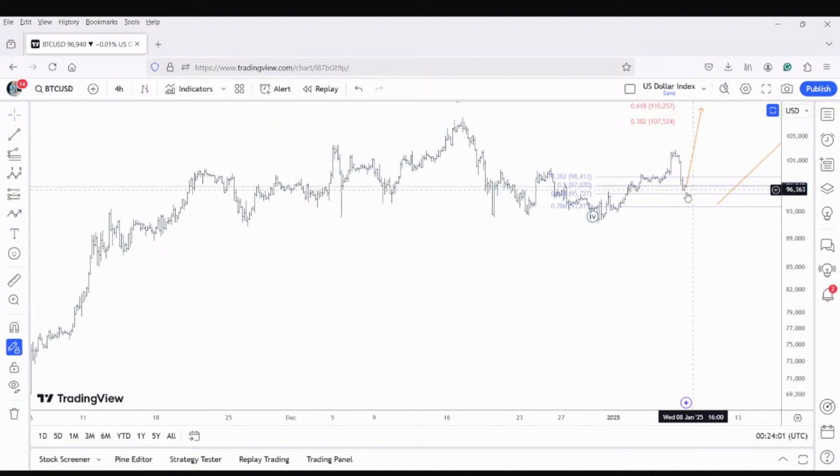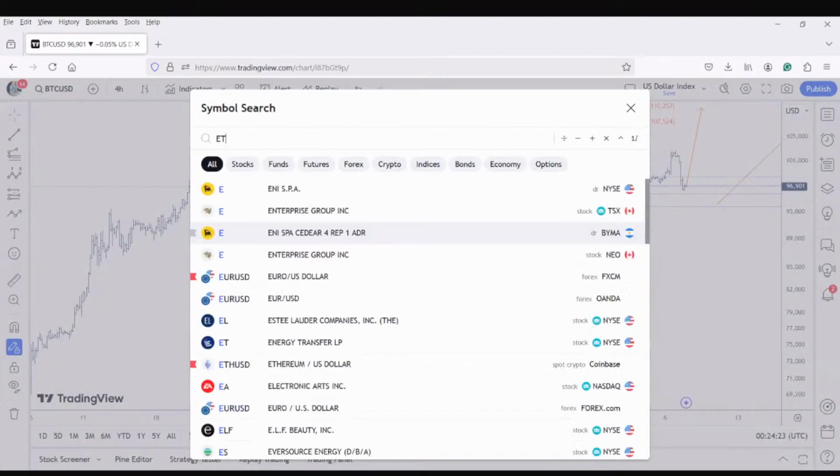So Bitcoin is, of course, beginning a lower degree wave, but it's just the last wave of the higher degree. So it's slightly different than what we are witnessing in the euros and pound and the dollar JPY and the dollar index. Okay, Ethereum now.